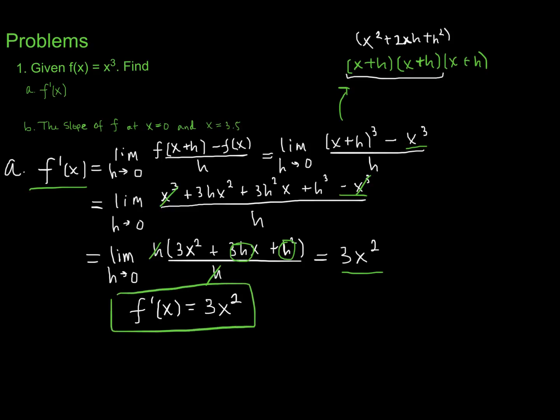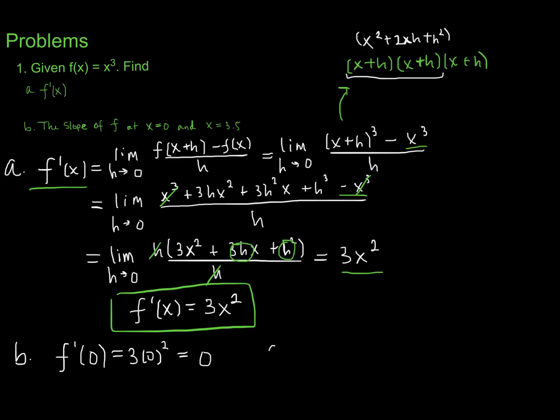And this makes part B a lot easier because you can imagine it would be a pain to actually find the instantaneous rate of change at both of these values. You'd have to go through this whole limit thing twice for when x is equal to 0 and when x is equal to 3.5. Now we can just plug in 0 and 3.5. So first I want to find f prime of 0. Going back to my function, that's just 3 times 0 squared, and of course that is 0.